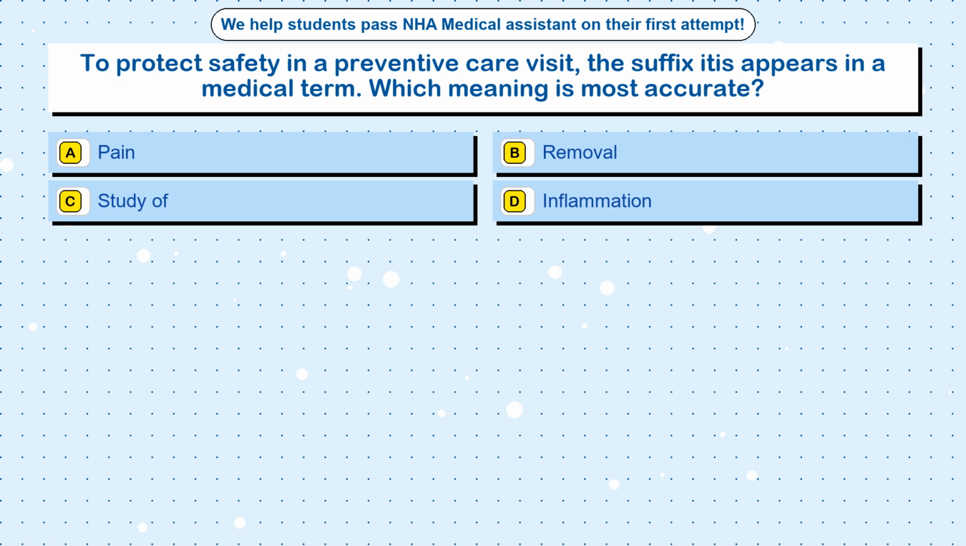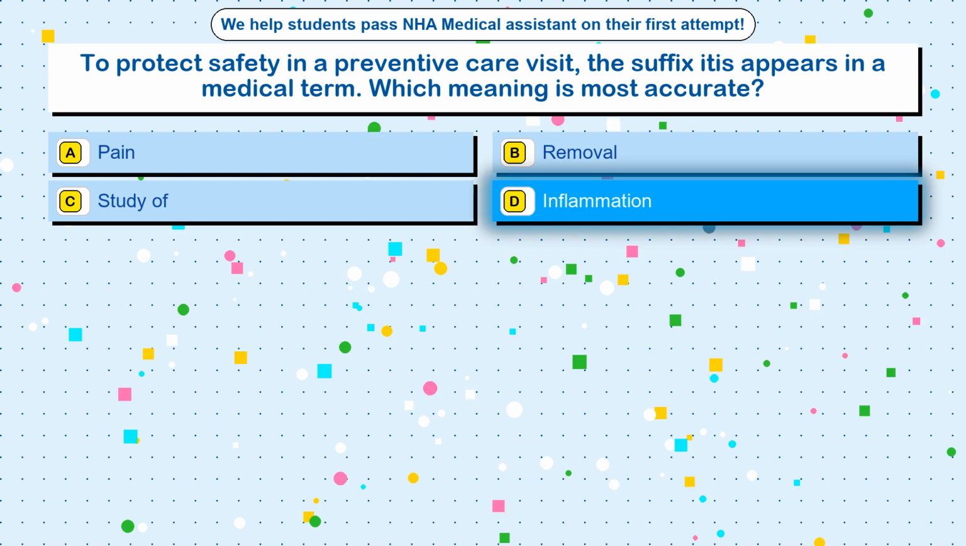Question 97. To protect safety in a preventive care visit, the suffix -itis appears in a medical term. Which meaning is most accurate? Option A, pain. Option B, removal. Option C, study of. Option D, inflammation. The correct answer is option D, inflammation.